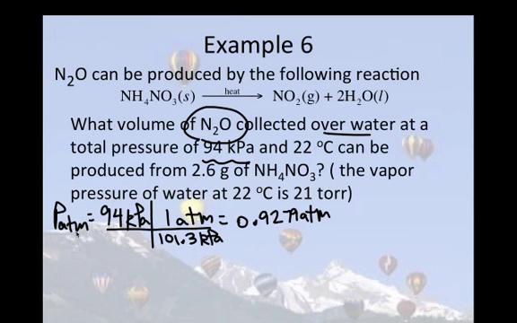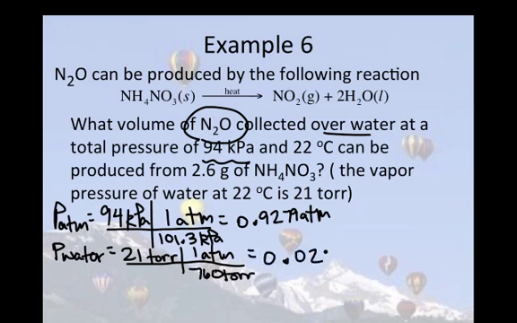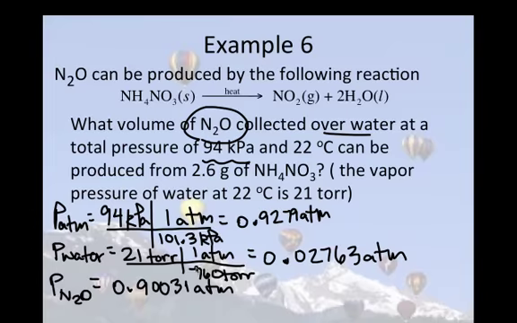And the part of this pressure that is water at this particular temperature is 21 torr. So not a lot, but enough to make a difference. 1 atmosphere is equal to 760 torr, so that would be 0.02763 atmospheres. So the pressure of just our N2O gas is going to be the difference between those two. That would be 0.90031 atmospheres. All right, so we had 2.6 grams of ammonium nitrate, solid ammonium nitrate.